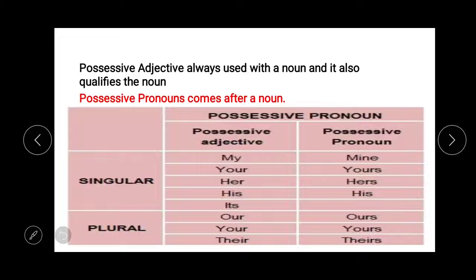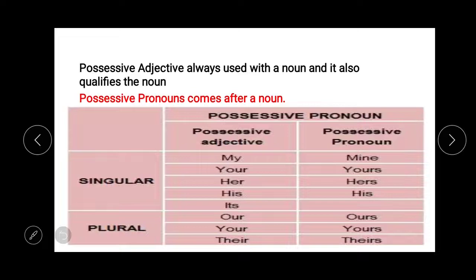So let me show you the singular ones first. The possessive adjective will be my and its possessive pronoun will be mine. Then your will be yours. Her, the possessive adjective, will be hers in terms of possessive pronoun. Then his, and his means his, will be the same in both cases. The last one is its, but there is no possessive pronoun of its.